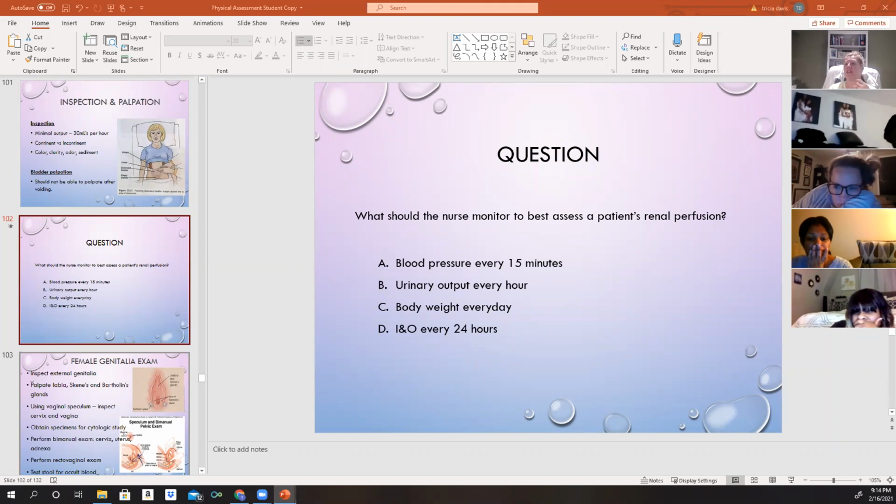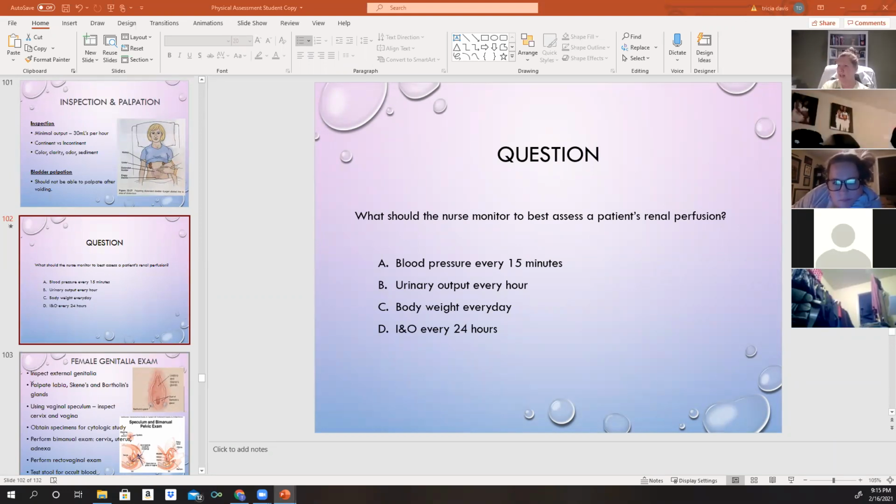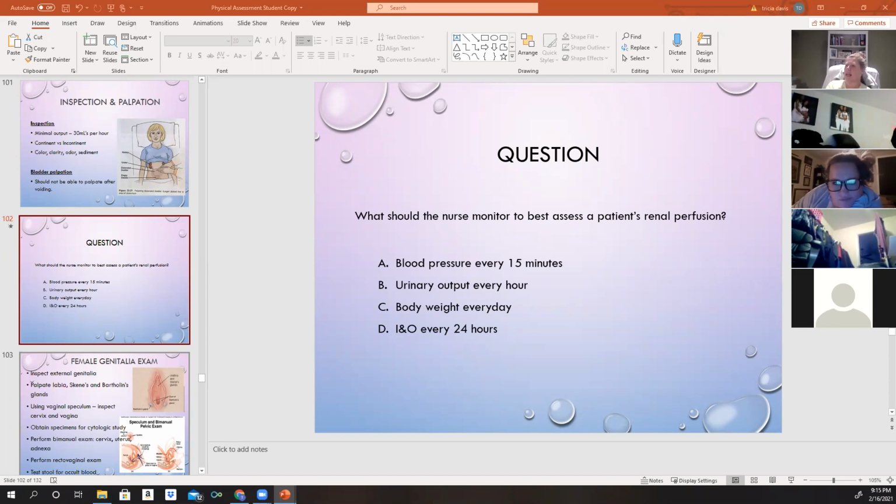Yes. If there's no blood circulating, if your kidneys are not being perfused, and by perfused, we mean is there blood getting to them? If there's no blood getting to them or it's a decreased amount of blood getting to them, then they cannot function properly. So when I say you're assessing a patient's renal perfusion, we want to know if their kidneys are working. So if we monitor their blood pressure every 15 minutes, is that going to tell us if their kidneys are being perfused? If we check their urine. No. Okay. If we check their urinary output, is that going to tell us?